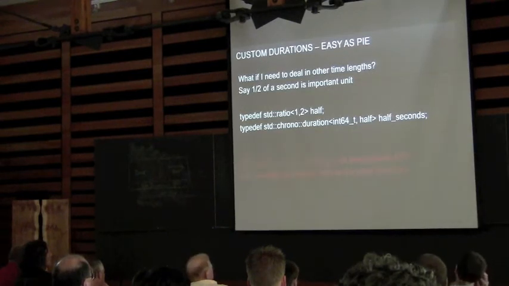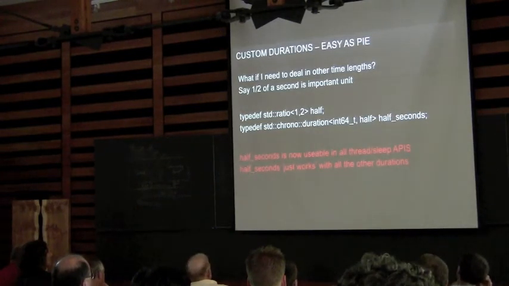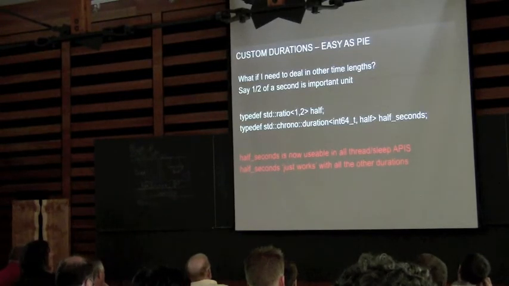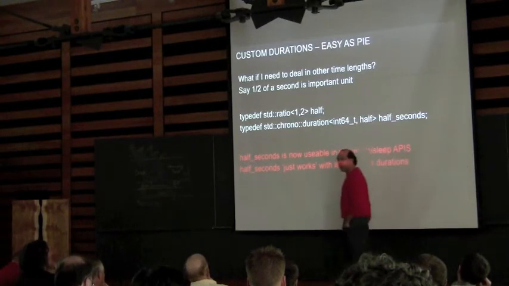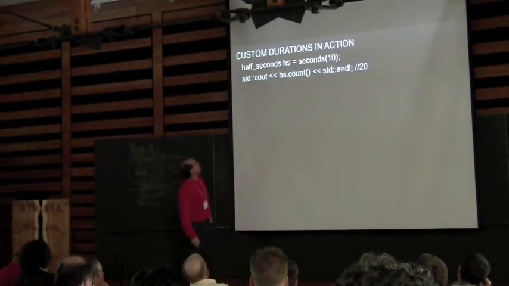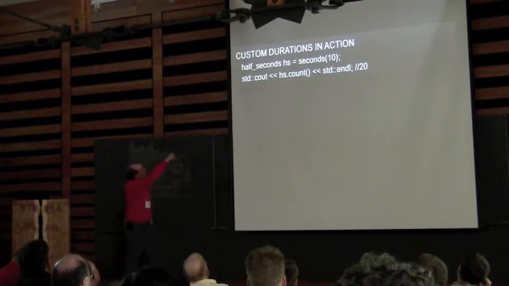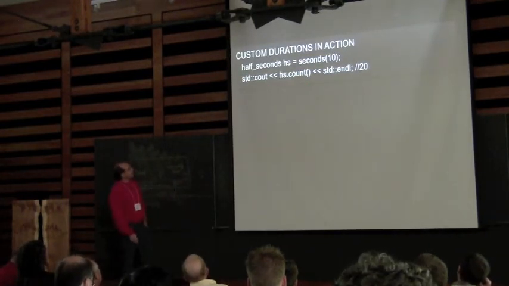And the amazing thing is it works with the threading API and all the other duration types, the time point types, every other type I showed you. This code just now works. I can do everything with that half seconds type that I could do before. I can say half seconds from seconds. I can get its time.